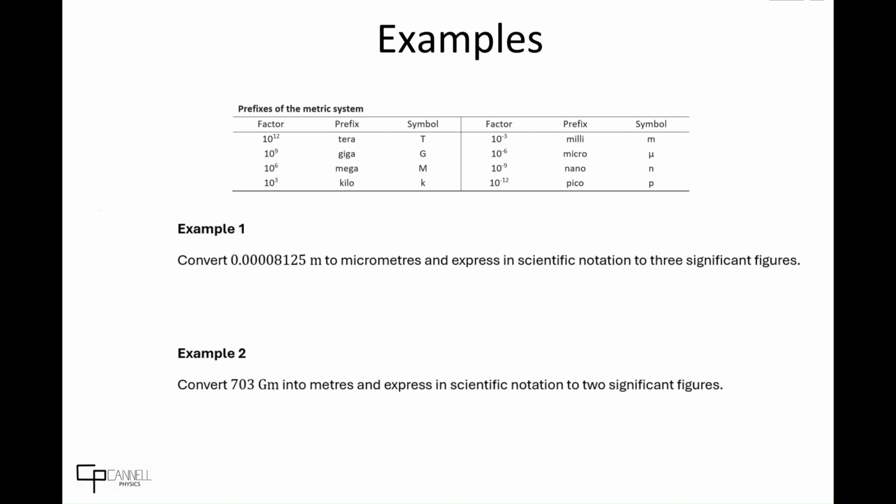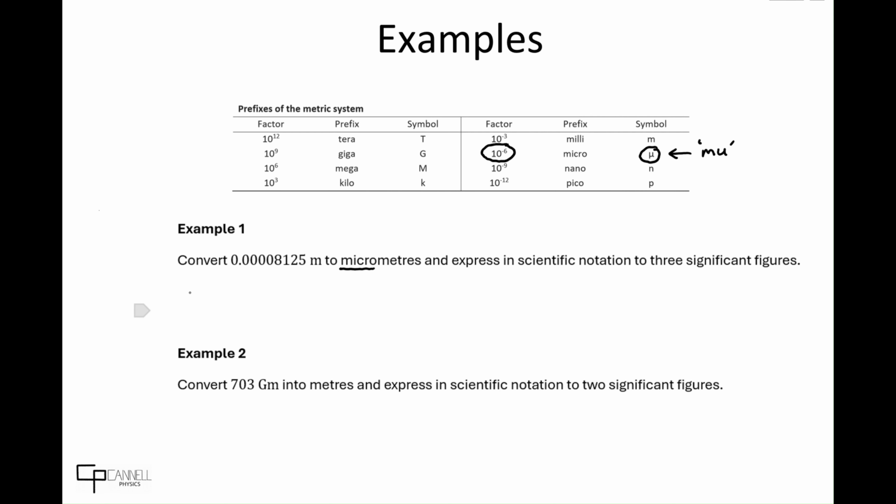So let's convert 0.00008125 meters into micrometers and express in scientific notation to 3 significant figures. So it's a bit of a mouthful, that one, but we'll just do one thing at a time. So what we're going to do is introduce the micro prefix, which is here in our table. So it's a Greek letter, and we pronounce that as mu. So it's a lowercase mu from the Greek alphabet. And you can see the more important thing is that the multiplying factor is 10 to the negative 6.